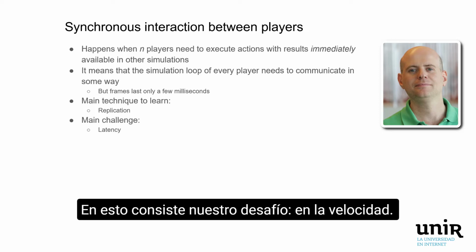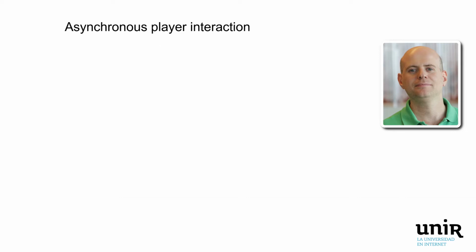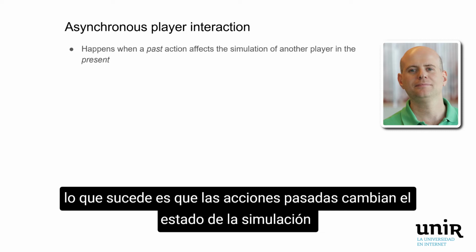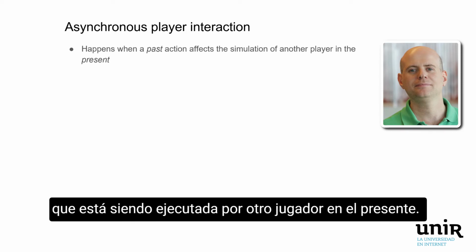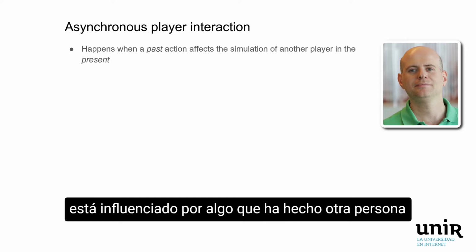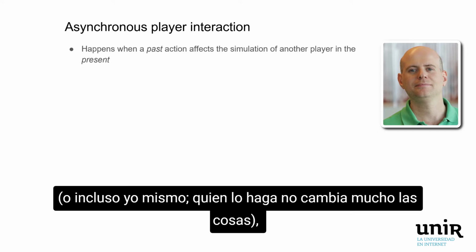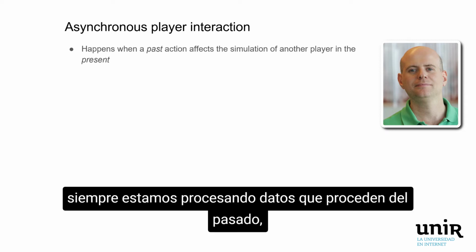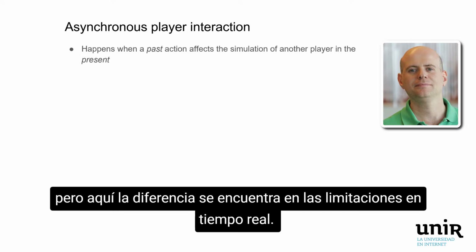So here you go. This is our challenge, speed. In a synchronous player interaction, what happens is that past actions change the state of the simulation that is run by another player in the present. So basically, what I am playing right now is influenced by something that has been done by someone else, or maybe even myself, in a more distant past. So yes, sure, even in the synchronous player interaction, we are always acting on data that comes from the past, but here the difference is the real-time constraint.